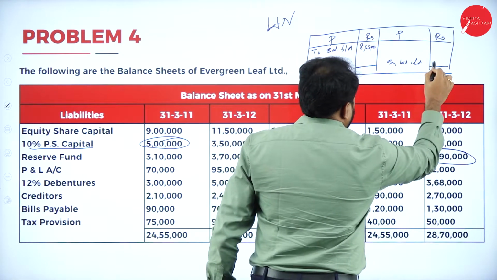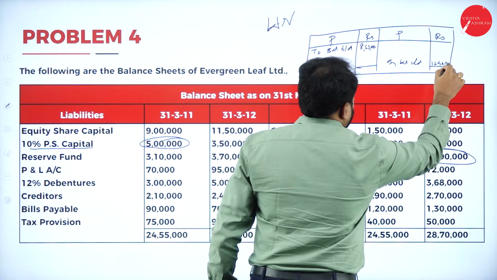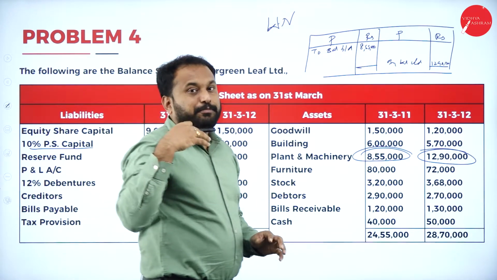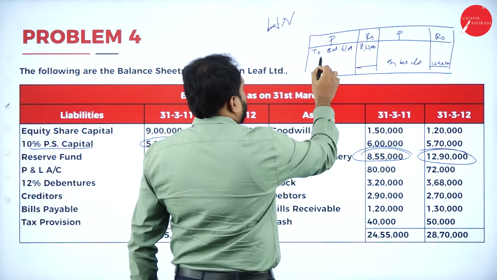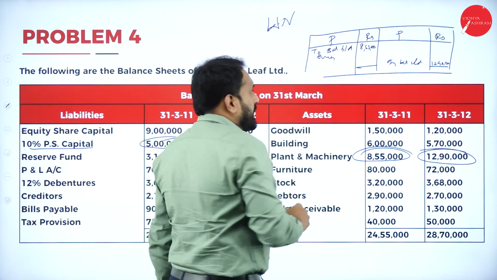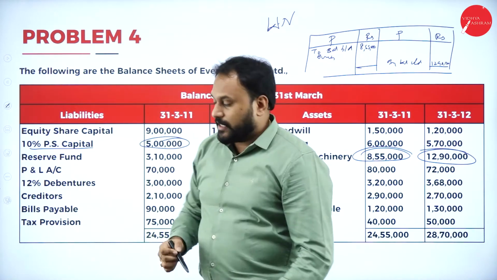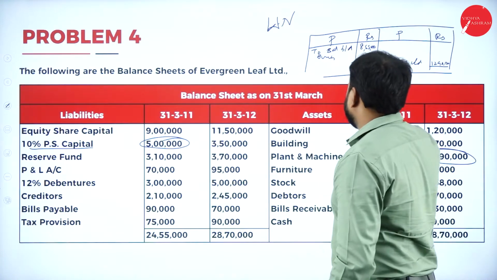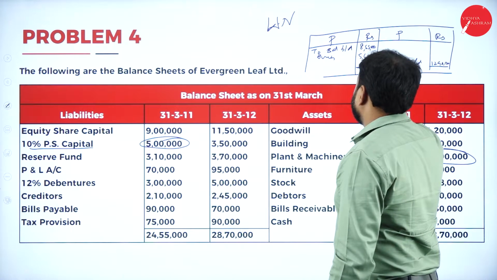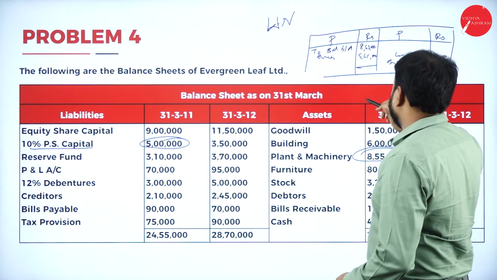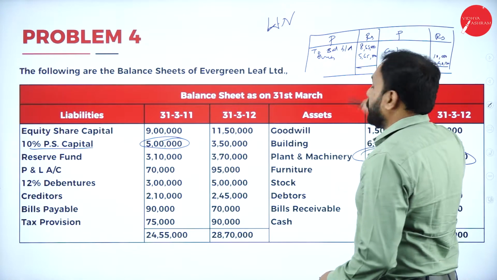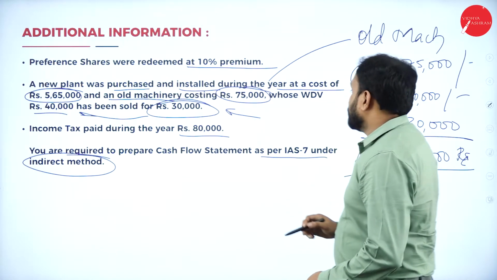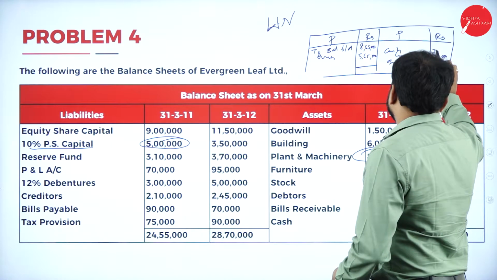How much is it? 12,90,000. Then again here, what is that? We have purchased, isn't it? So again you will write the purchase. How much is the purchase here? The purchase is, say, 5,65,000. So I'll write here 5,65,000. Done. Loss is, say, 10,000. Then the cash, what we have received, the cash is how much? The cash here is 30,000. So we'll write here 30,000.